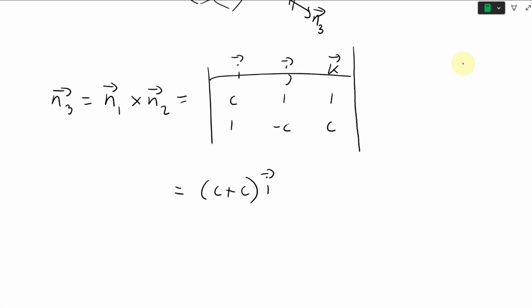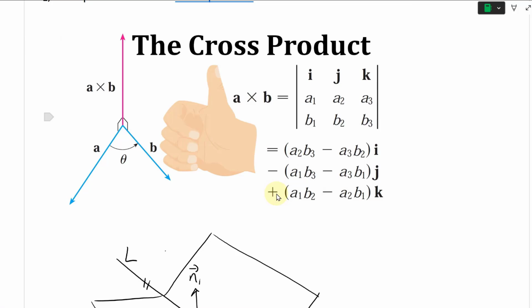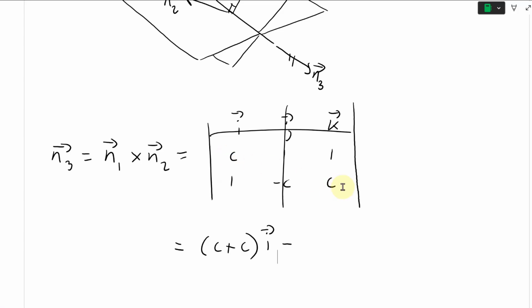Erase this, do the same thing over here. Now this part is going to be a minus, because remember with the cross product, it's a minus, and then the next one's plus. And we do the same thing. Cross it out. Now C times C is C squared, minus 1 times 1 is 1. And this is going to be our J.